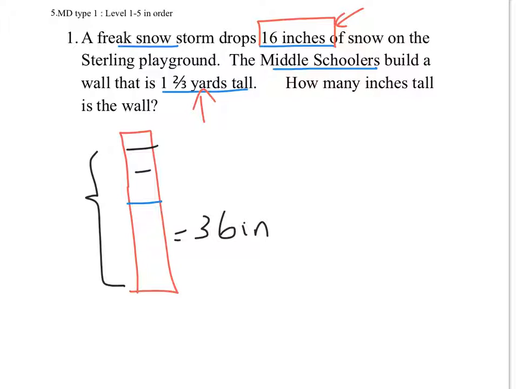And then how much is 1/3 of a yard? This is 12 inches, and this is 12 inches, and that's the top of the wall. So it looks like it's 36 plus 24, which equals 60 inches. So it's 5 feet tall.